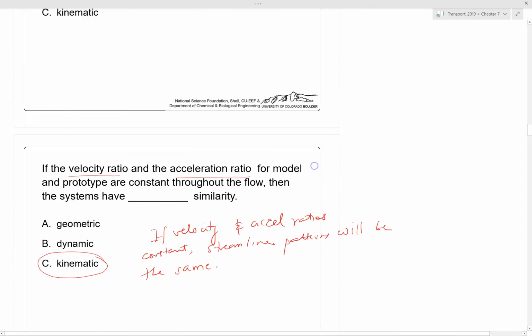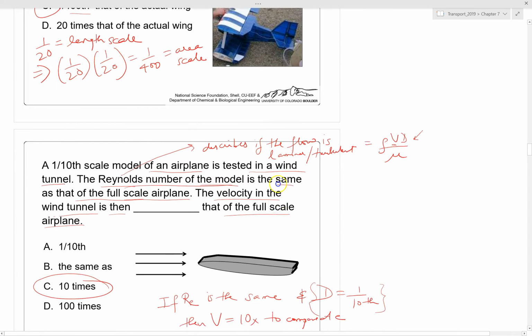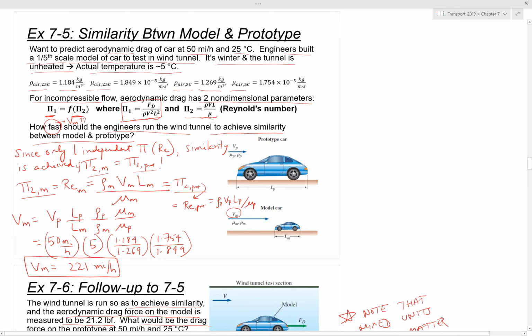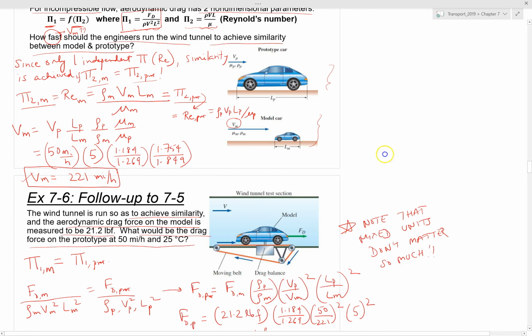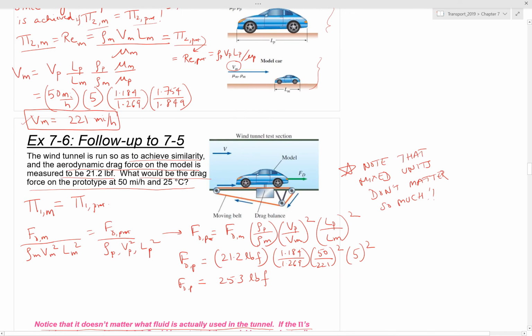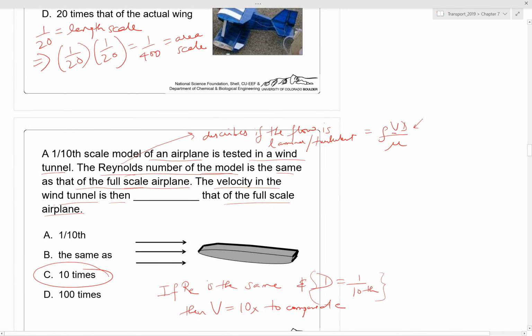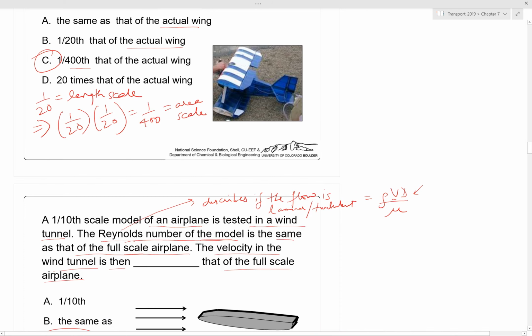And that is what we saw in this particular example, where there was only one independent pi, the Reynolds number, and we equated them, and basically found out what velocity needs to be there, such that the testing done on one suffices for the other. Then we also equated the dependent pi to find out what drag force is necessary. Okay, so this is pretty much it. It's actually a pretty easy chapter. All you need to do is just understand the concepts and practice some problems.